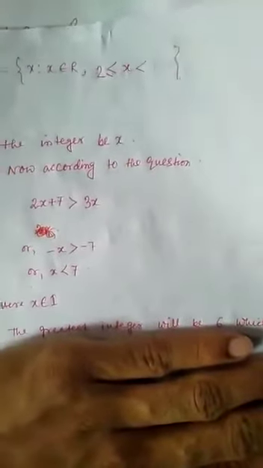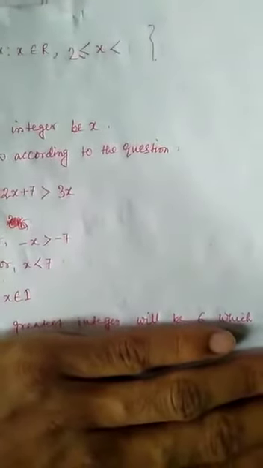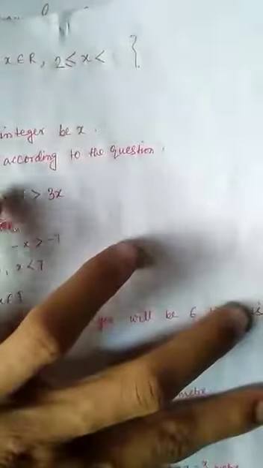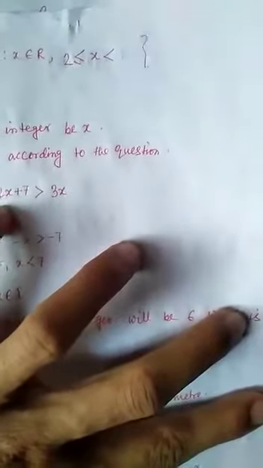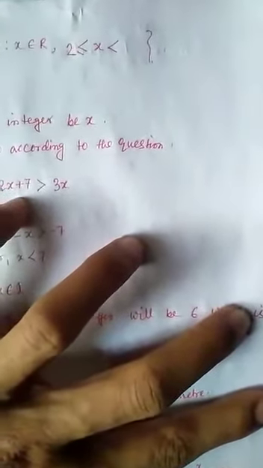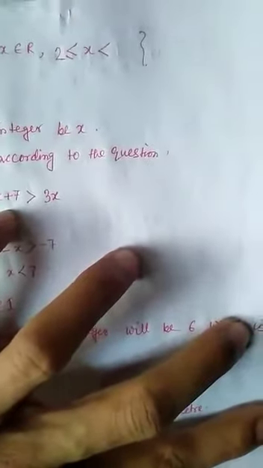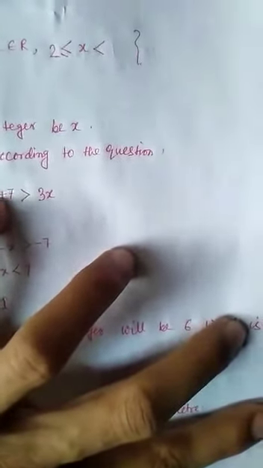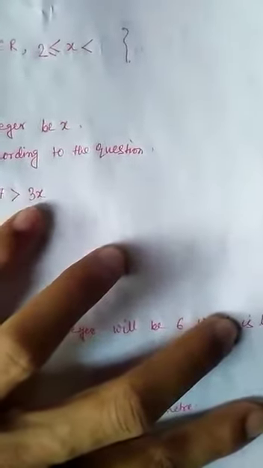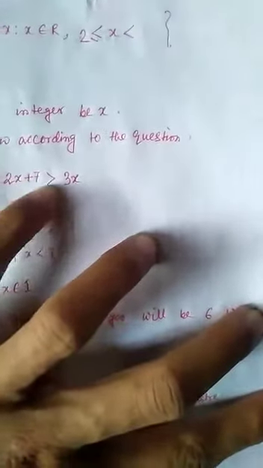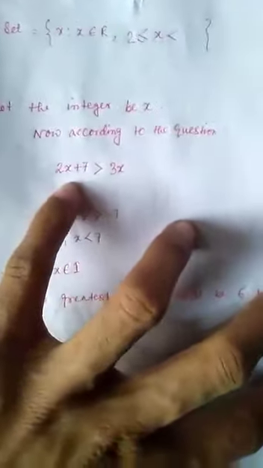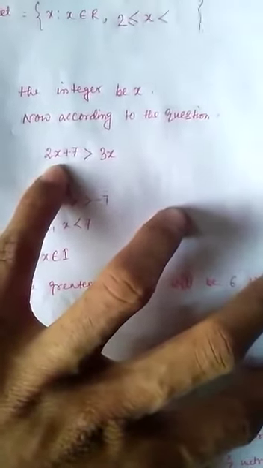According to the question, the integer is such that if 7 is added to its double, the double of this integer is 2 into x, that means 2x. And 7 is added with it, then 2x plus 7. According to the question, the resulting number, that means 2x plus 7, becomes greater than 3 times the integer, and 3 times the integer is 3 into x, that means 3x. So according to the question, this part is greater than 3x. So the inequation is 2x plus 7 greater than 3x.